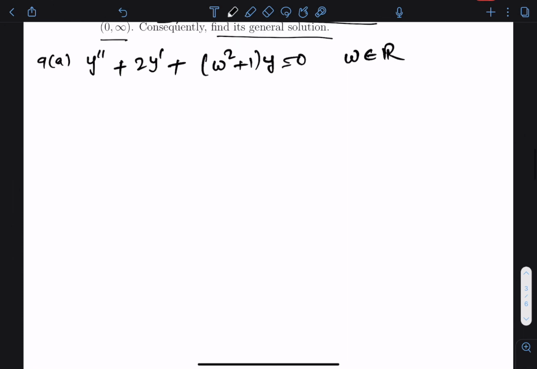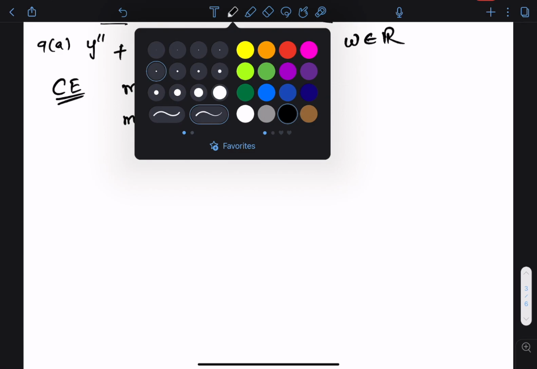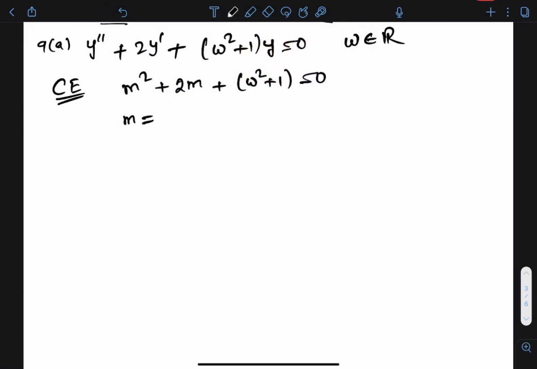Okay, so now what is the corresponding characteristic equation to this constant coefficient ODE, which is precisely m square plus 2m plus omega square plus 1, and that's equal to 0. Now this is a quadratic equation, so you can find the roots of this. If you use the quadratic formula for the roots, you get m equal to minus 1 plus or minus i times omega. So these are the roots.